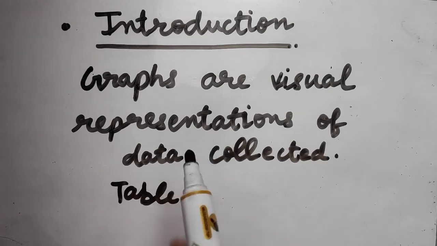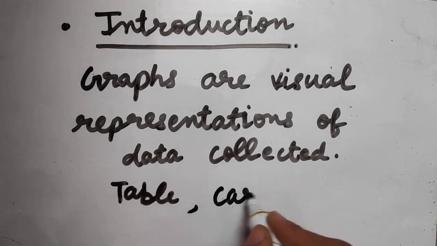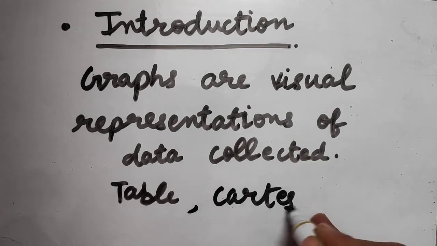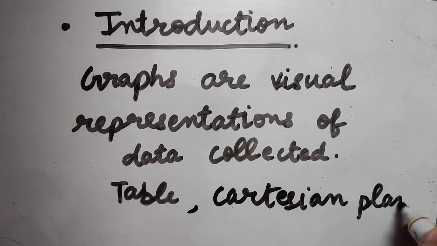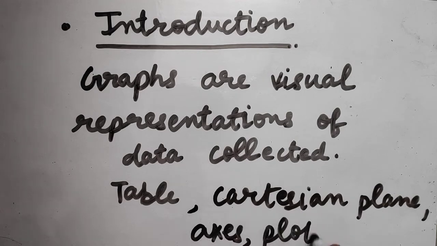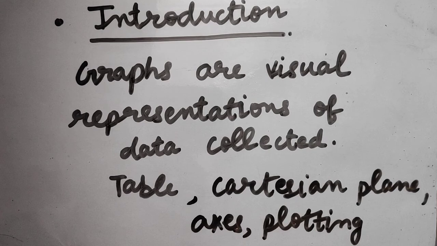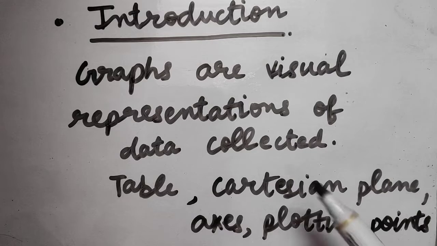And dear children, in this chapter, we shall learn about Cartesian plane. These are the topics which we are going to cover in this complete chapter. We shall study about Cartesian plane, axes, plotting, points, floating points, and graphs for different kind of situations like perimeter versus length for squares, area versus side of a square. Likewise, we shall also learn reading of linear graphs, distance versus time graphs.